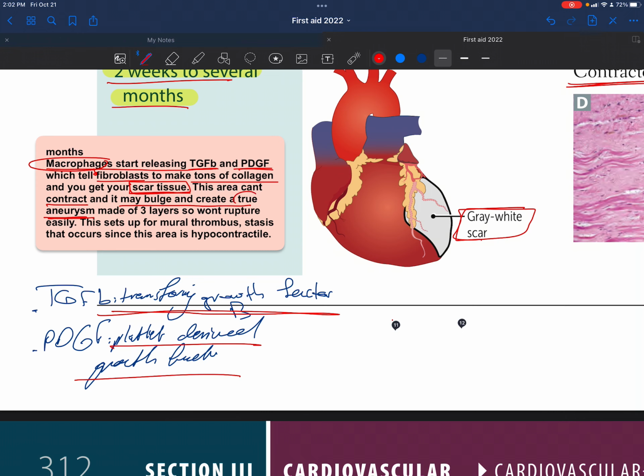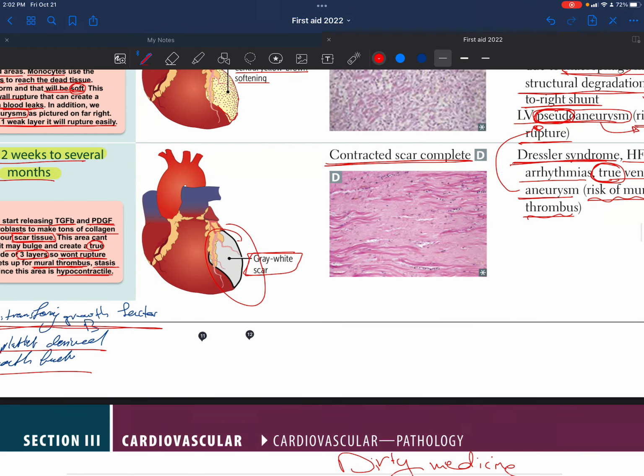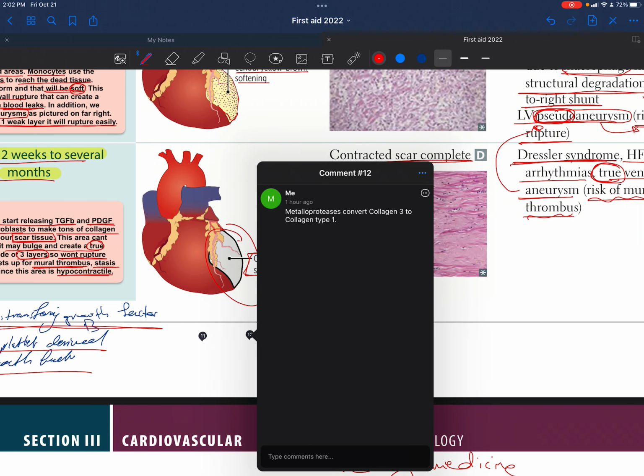It may bulge and create a true aneurysm, and when we say a true aneurysm, we know that it's made of 3 layers, so it's not only the inner piece or something. No, it's the 3 layers. So that's why it won't rupture easily. Okay, this sets up for a mural thrombus. Stasis occurs since this area is hypocontractile. So the true aneurysm predisposes to mural thrombus and stasis because this scar tissue area is just hypocontractile and doesn't move a lot.